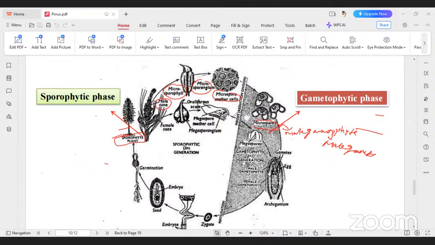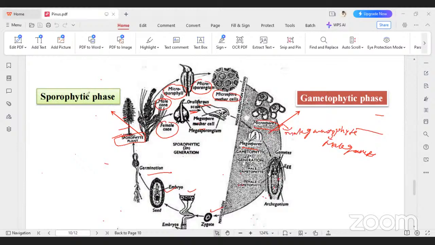Male gametes. Likewise, here also the female cone has ovuliferous scales made up of the megaspore mother cell and megaspore, which further develops into the female gametophyte or archegonia, like this. After fertilization, zygote, embryo development, seed, and again seed germination to sporophyte. So this is called sporophytic alternation of generation.